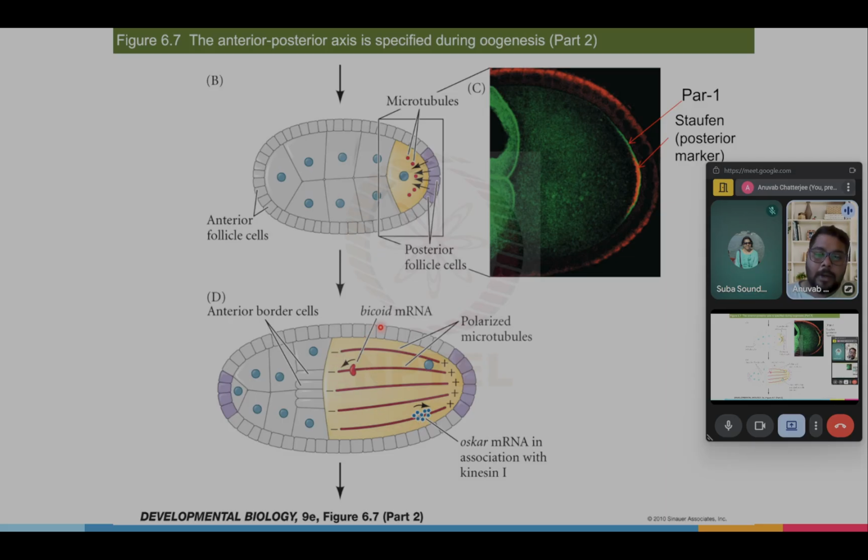And now, because of what the bicoid protein as well as the nanos protein do, we have anterior-posterior specification. So this part will only be anterior and this part will only be posterior, which we will learn in later lectures. But this is how the entire thing starts off. Is this fine?